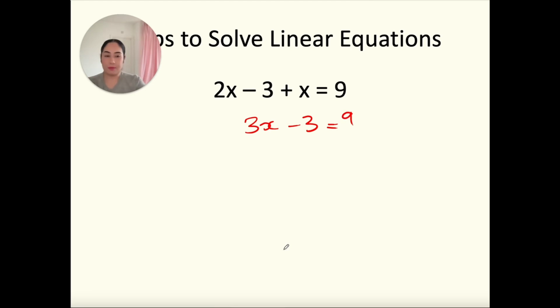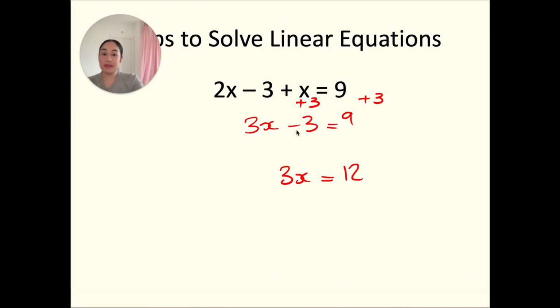The second step would be to get all the terms of the variables on one side of the equation and the constant on the other. In this case, I need to move the 3 to where the 9 is, so I have the constant on the same side as well. But remember, we're going to do the reverse operation, which means we're going to add 3 to both sides. Minus 3 plus 3 gives us 0, so on this side we're left with 3x. On the other side, 9 plus this gives us 12.